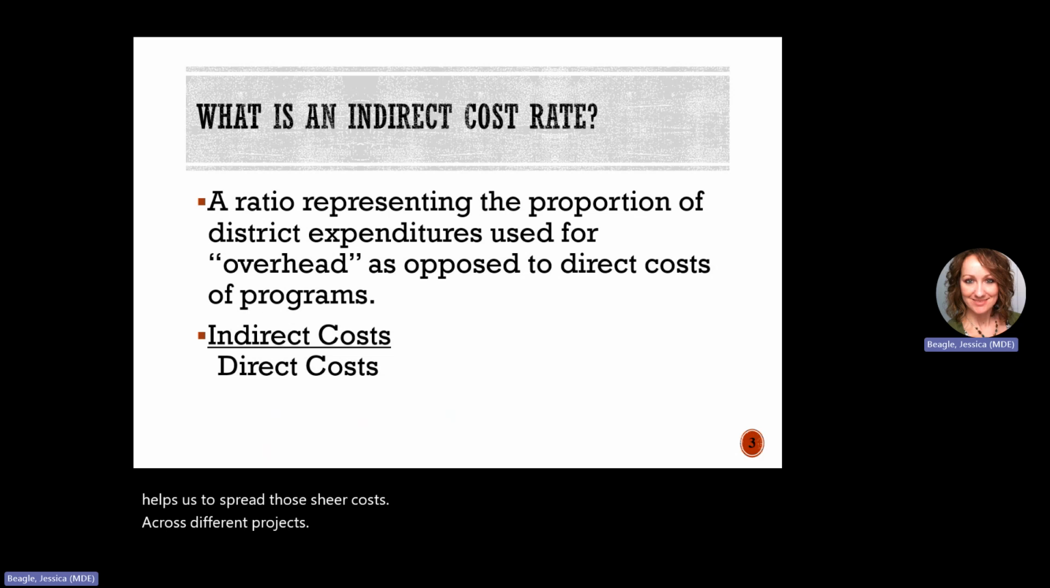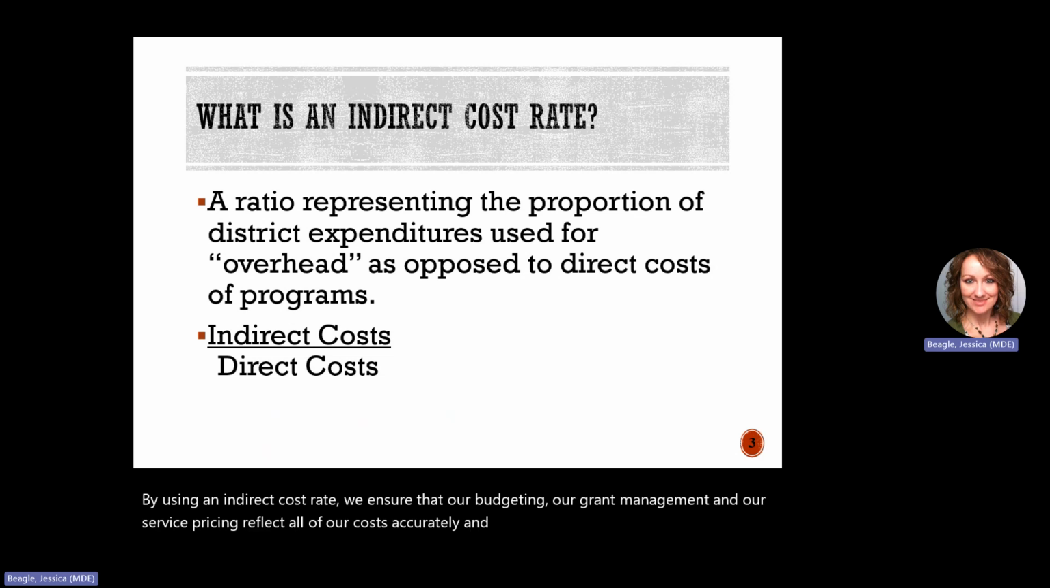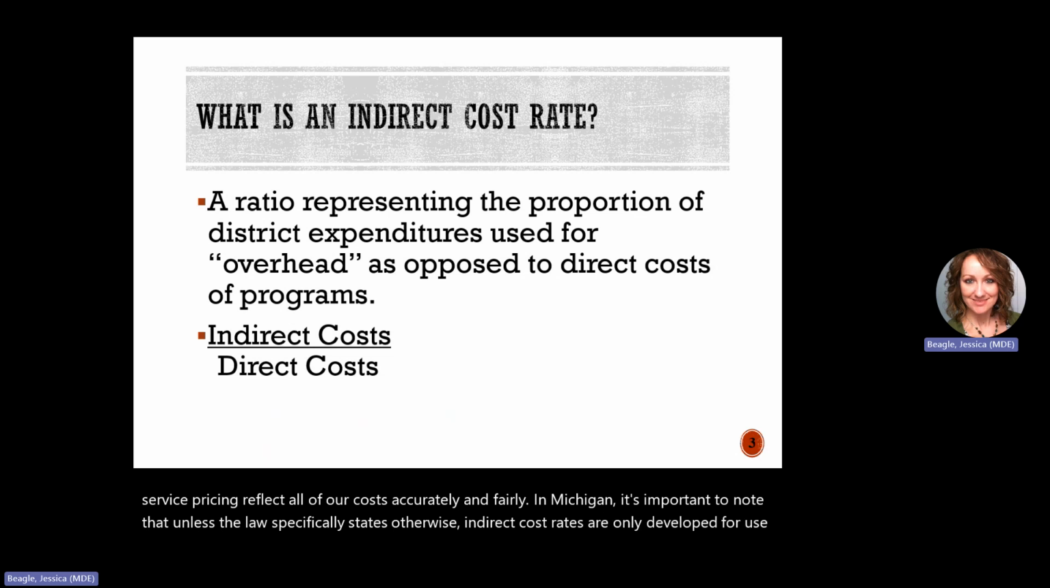By using an indirect cost rate, we ensure that our budgeting, our grant management, and our service pricing reflect all of our costs accurately and fairly. In Michigan, it's important to note that unless the law specifically states otherwise, indirect cost rates are only developed for use with federal funds.